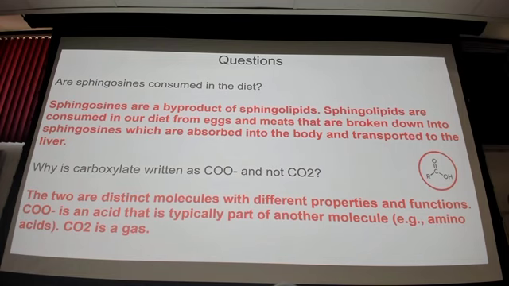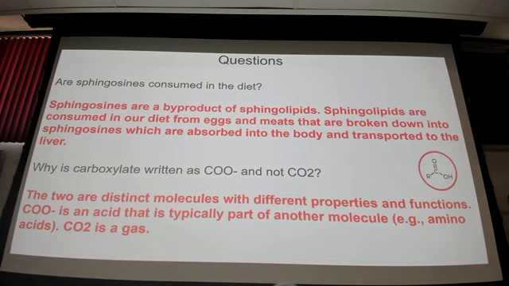One question was about sphingosines and are they made in the body or how do we get them? They're found in food in the form of sphingolipids, and then they're broken down into smaller molecules that are then absorbed into the bloodstream, and then they are converted to sphingosines in the liver.